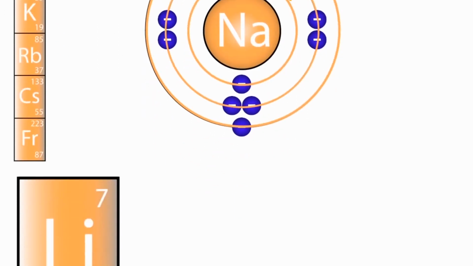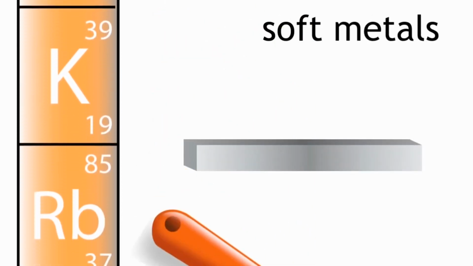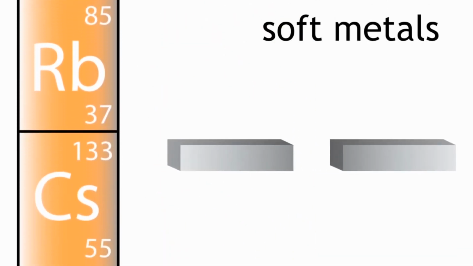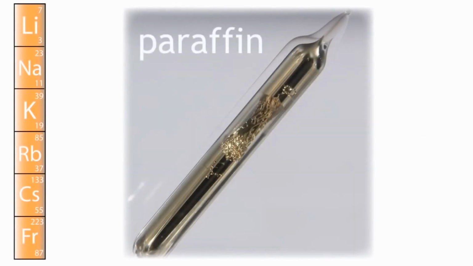The elements in the group are all metals. They are all soft metals which can be easily cut. They get softer as you go down the group. Not that you would be wise to try and cut rubidium and cesium. All of the elements are stored in containers that either have paraffin or inert gases in.